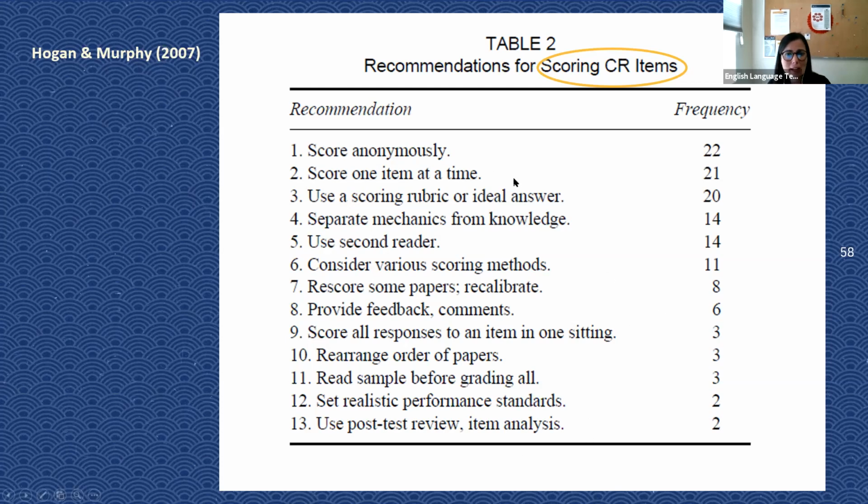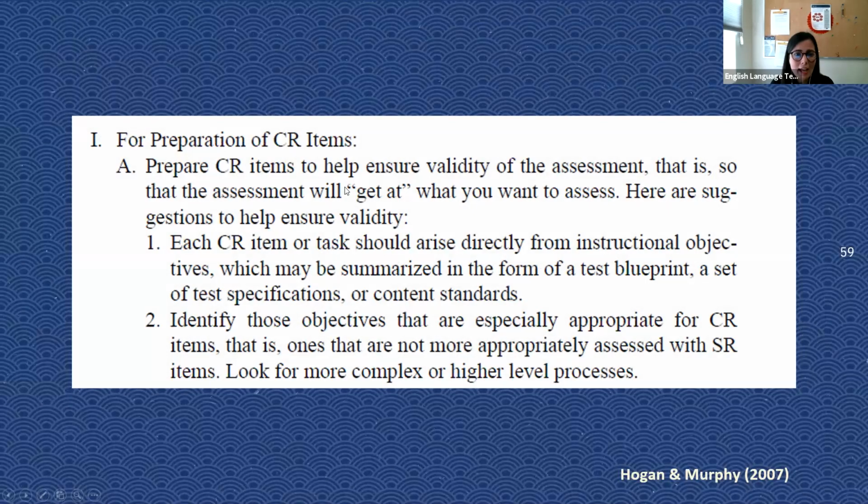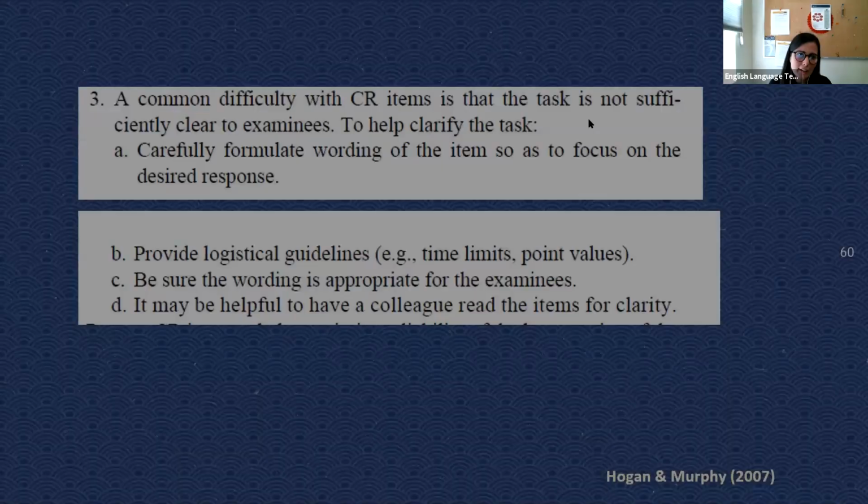So these are some recommendations for scoring constructed response items. And they also, in the article, summarize the preparation guidelines and the scoring guidelines. And you will have access to this.